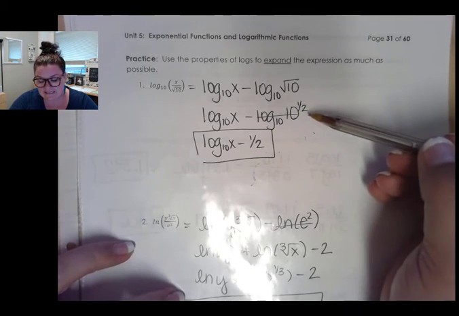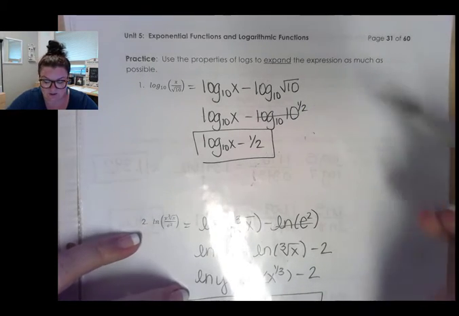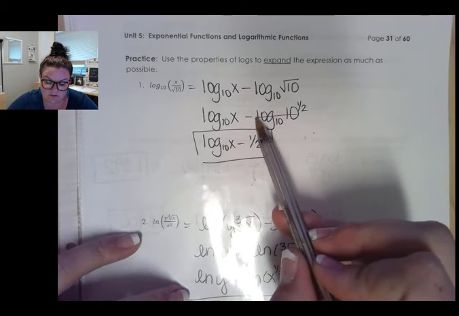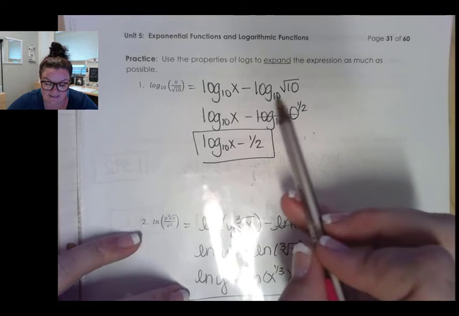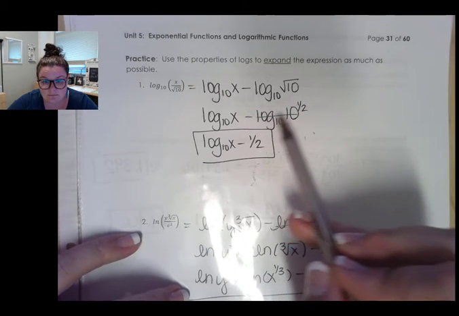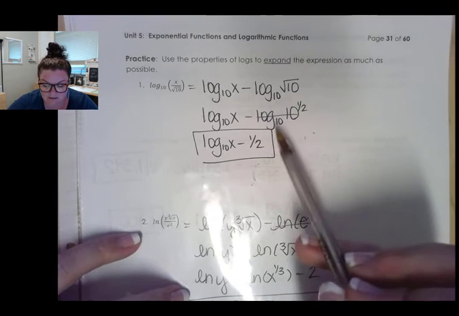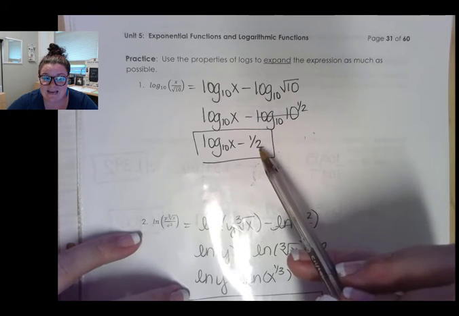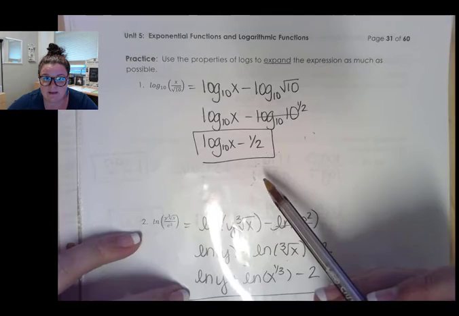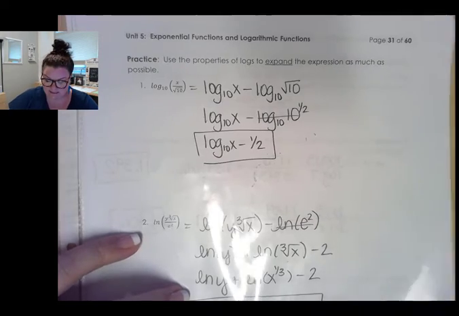Now, from this step, there's 2 ways to do it. Some of you might have just marked out log base 10 and 10, and you're left with the 1/2. Some of you may have brought down the 1/2 first and then marked that out. Either way, that log base 10 of 10 cancels, and you should be left with negative 1/2. Okay? All right, let's look at the second one.